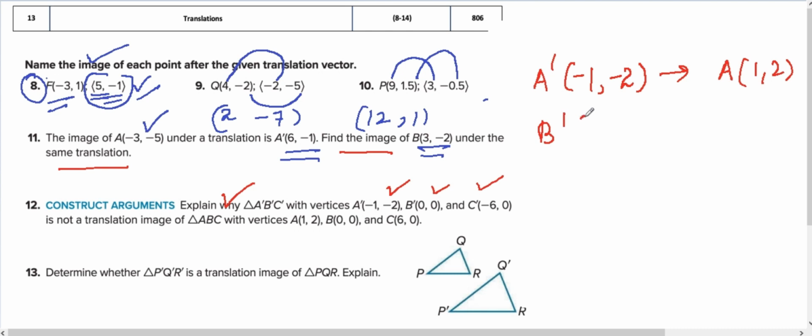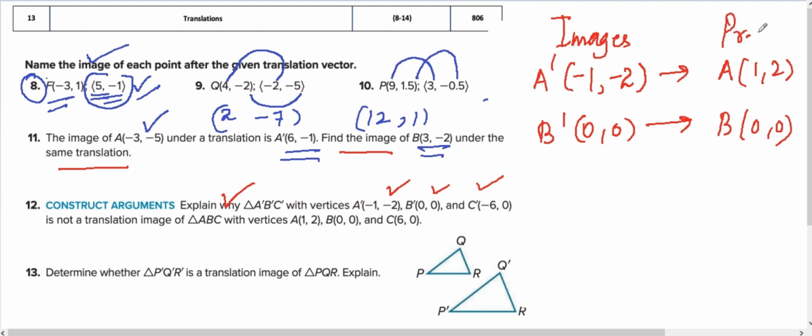Then B dash, the image, is 0 0, and the pre-image of B is also 0 0. B is 0 0, and B dash is also 0 0. These are the images, and this is the pre-image. Pre-image means original. And C dash is minus 6, 0, and the pre-image is 6, 0.